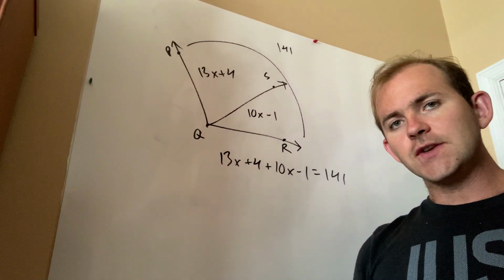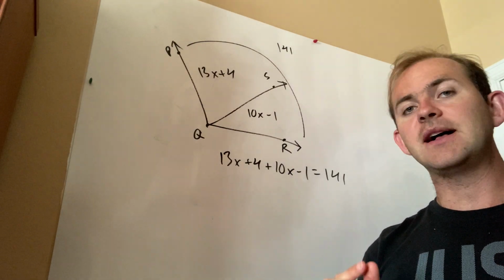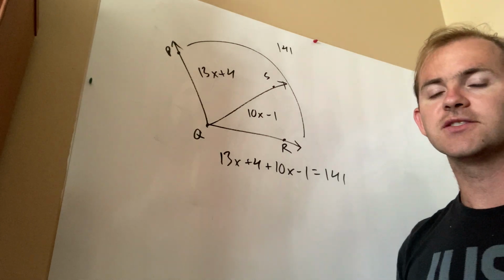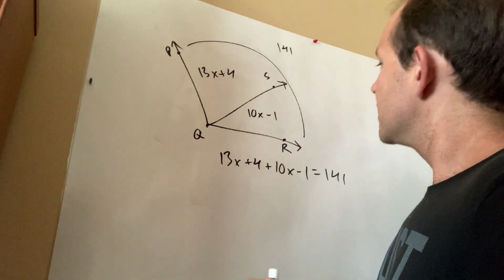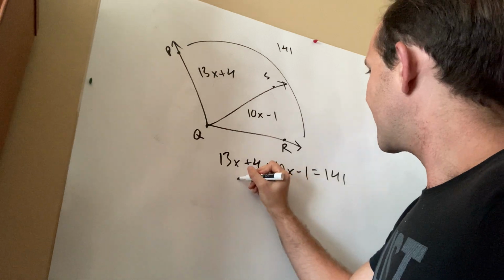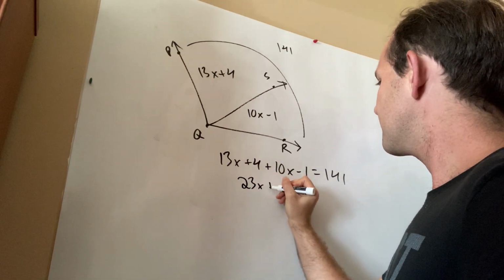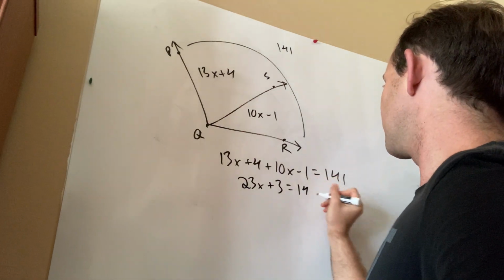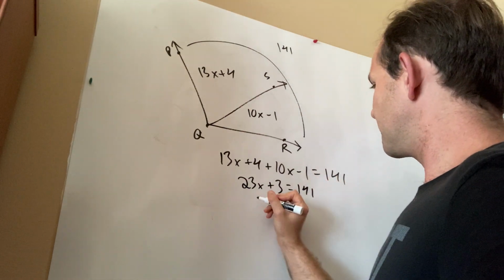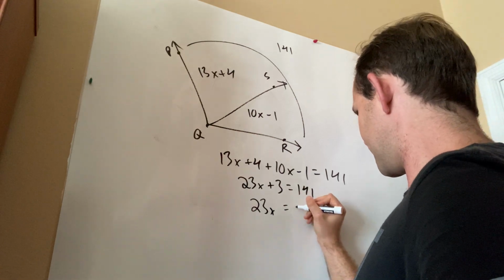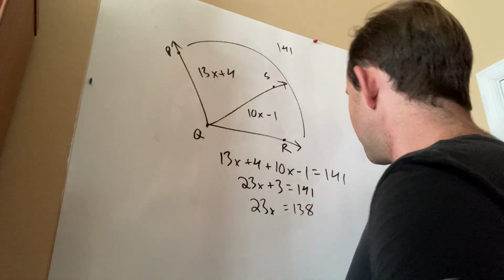As we said earlier this unit, be careful. From Algebra 1, you must remember that you should combine like terms prior to using inverse operations, right? So in this case, 13x and 10x make 23x. Positive 4 minus 1 makes positive 3, okay? So then a little bit of inverse operations here. So what's that gonna give me?